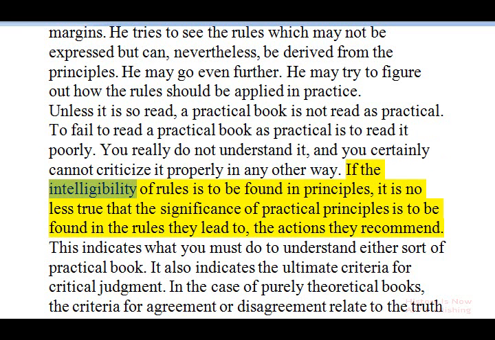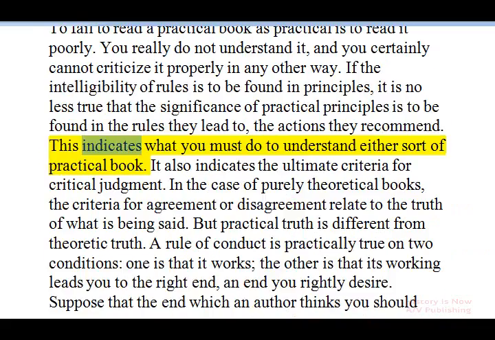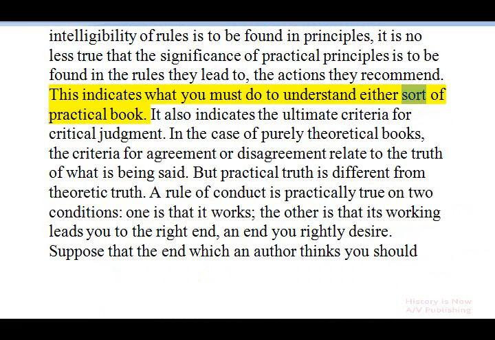If the intelligibility of rules is to be found in principles, it is no less true that the significance of practical principles is to be found in the rules they lead to, the actions they recommend. This indicates what you must do to understand either sort of practical book. It also indicates the ultimate criteria for critical judgment. In the case of purely theoretical books, the criteria for agreement or disagreement relate to the truth of what is being said. But practical truth is different from theoretic truth.